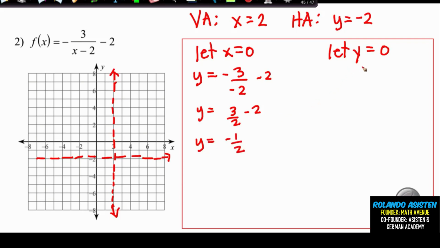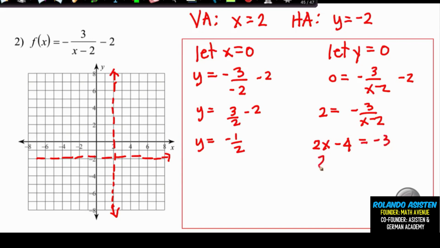Now for the x-intercept, if you let y be 0, you have 0 equals negative 3 over x minus 2, minus 2. Add positive 2 to eliminate this minus 2, so you have 2 equals negative 3 over x minus 2. And then multiply by x minus 2, you will get 2x minus 4 equals negative 3.